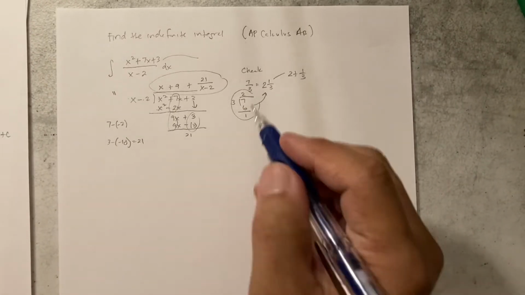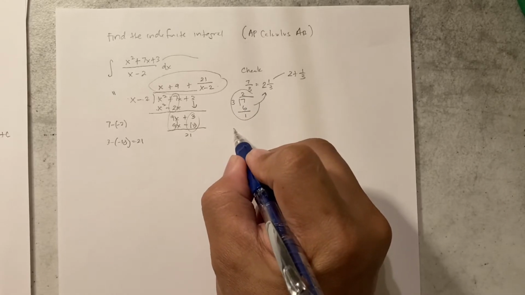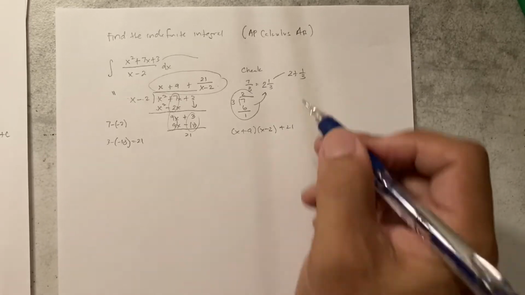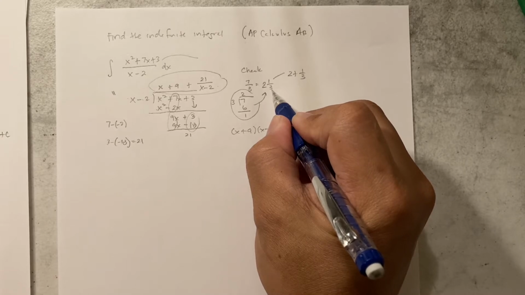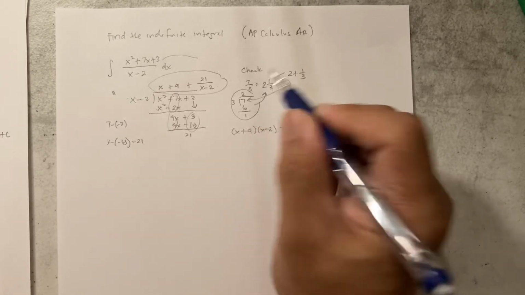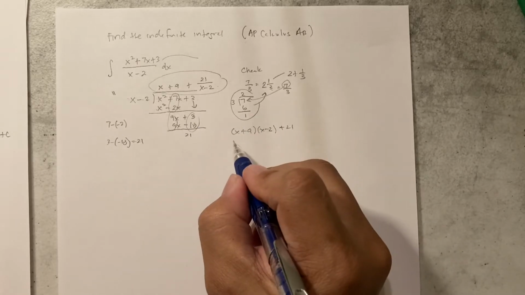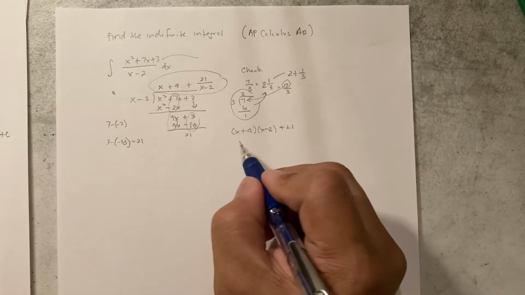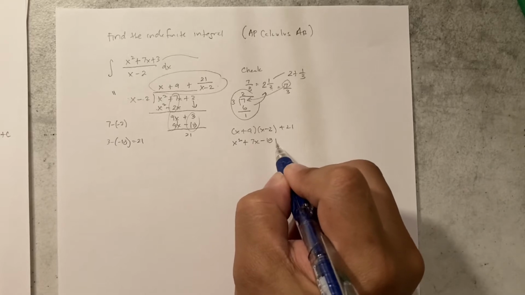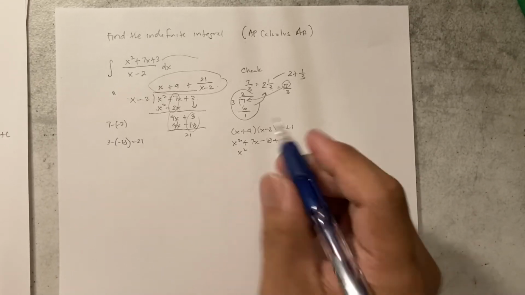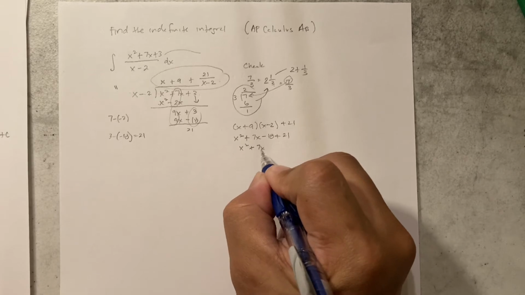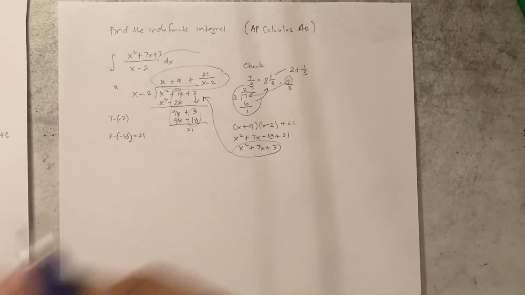So when we check your work for this, it's just x plus 9 times x minus 2 plus 21. Just like here, 2 times 3 plus 1 is equal to 7 over 3. This 7 is that inside part. So likewise, this should be this inside part right here. So we have x squared plus 7x minus 18 plus 21, which is x squared plus 7x plus 3. So you notice the correct form.